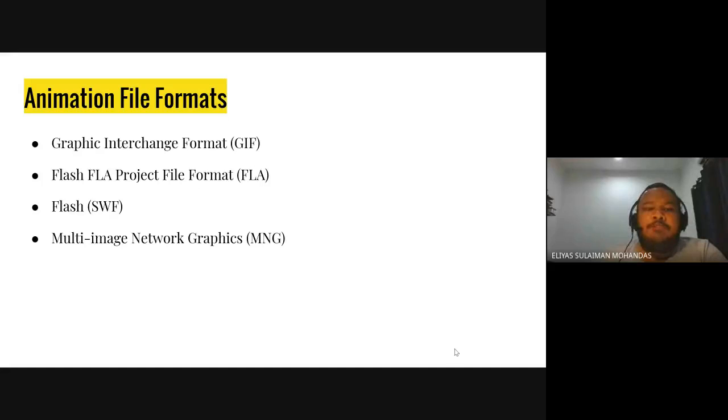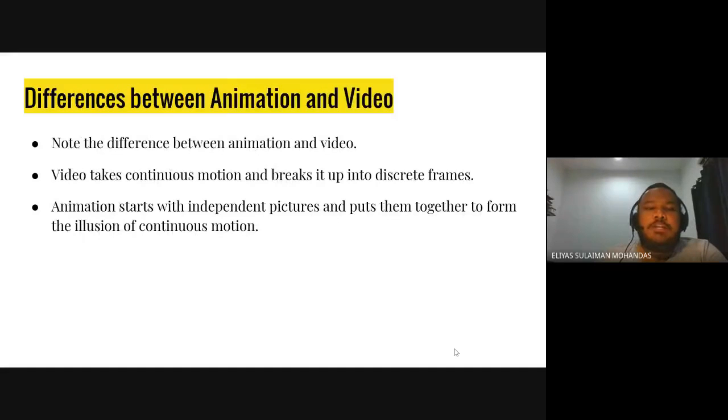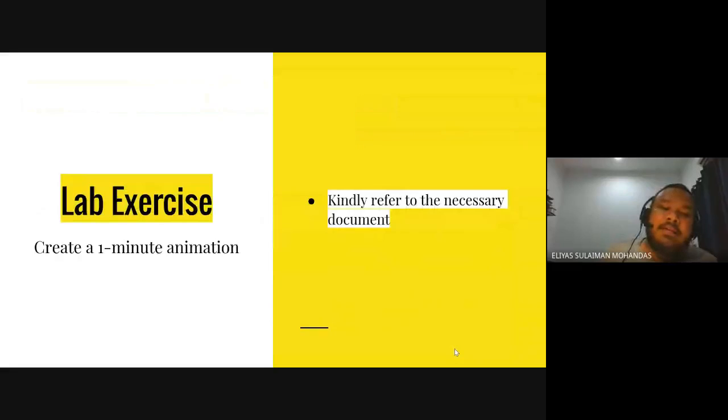Note the difference between animation and video. Video takes continuous motion and breaks it up into discrete frames. Animation starts with independent pictures and puts them together to form the illusion of continuous motion. So, lab exercise: you'll be creating a 1 minute animation. So this is the end of today's lecture.